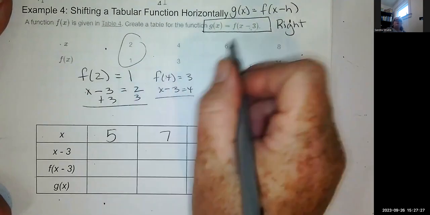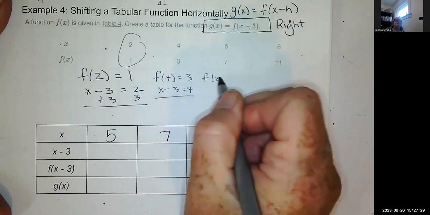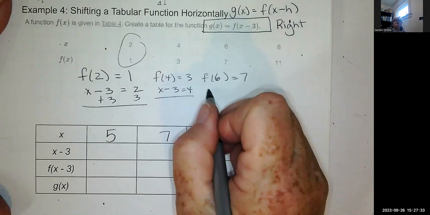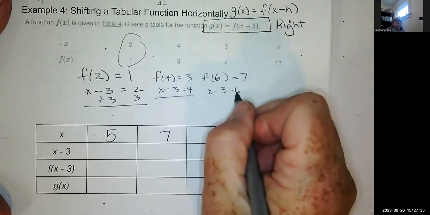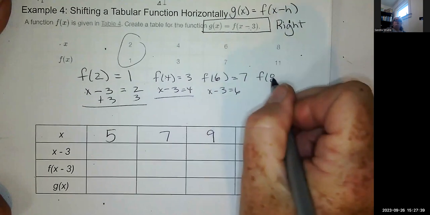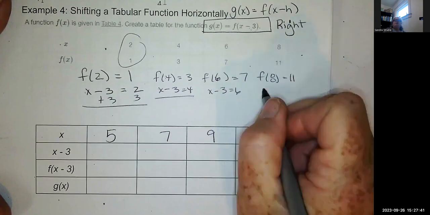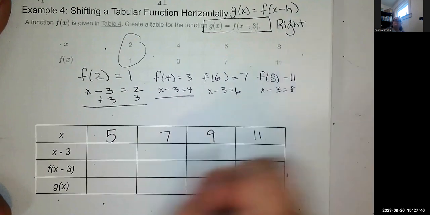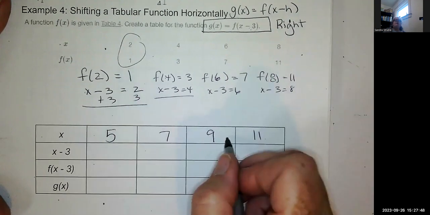For the next one, f of 6 is equal to 7. So X minus 3 is equal to 6. So our answer, next one's 9. And f of 8 is equal to 11. So X minus 3 is equal to 8. And that is 11 for our X's.